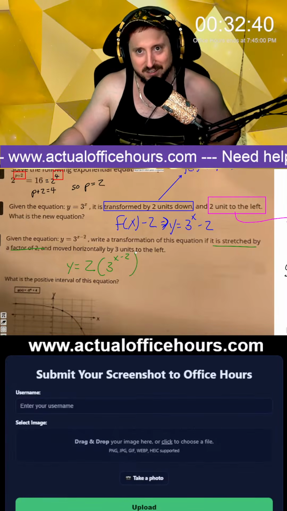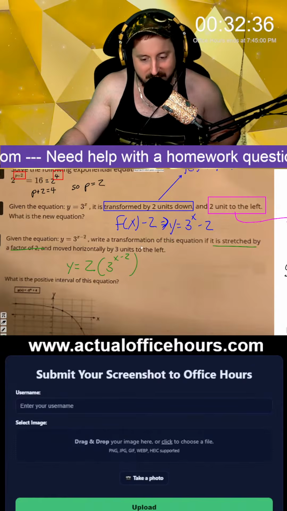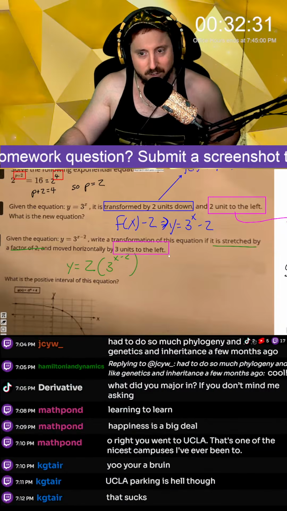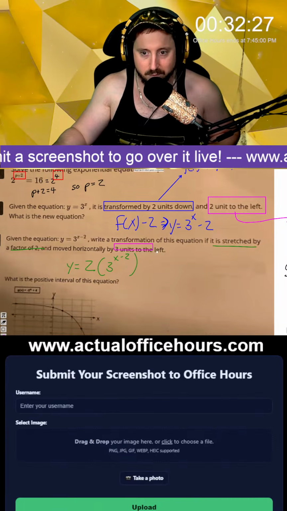So much cheaper. Okay. And then 3 units to the left. What do you do if you do 3 units to the left? Sorry, you add 3, right? Yeah, add 3.